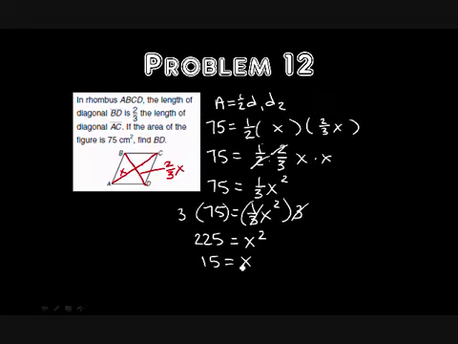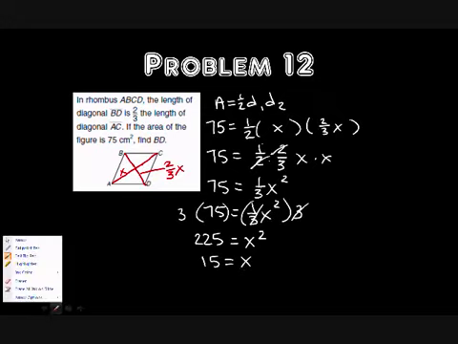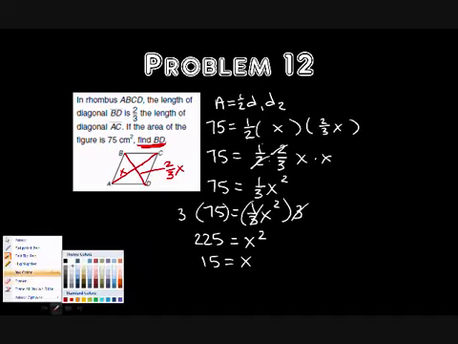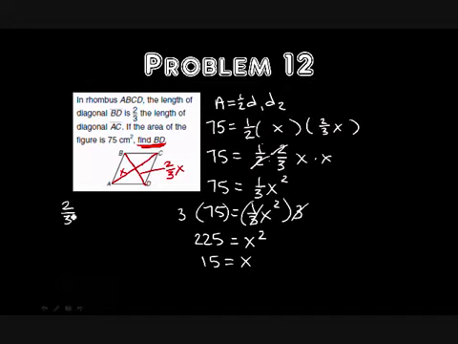And so now we know that x is equal to 15, but the question is asking us for BD, which is the 2/3 x, and so I need to substitute that in. So we have 2/3 x, we said was 15, and 2/3 of 15 is 10. So your answer would be 10.